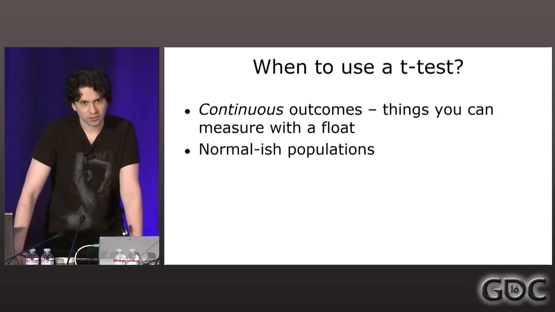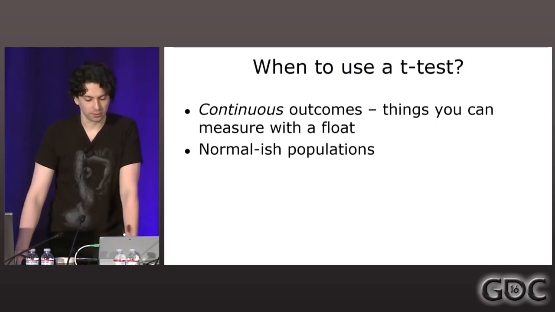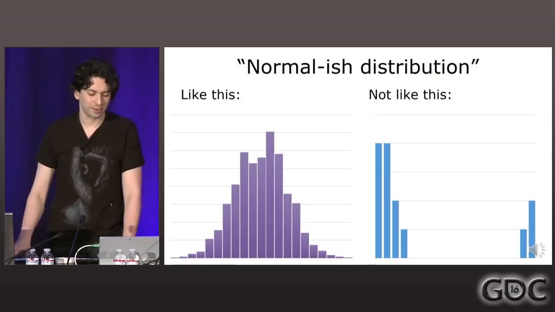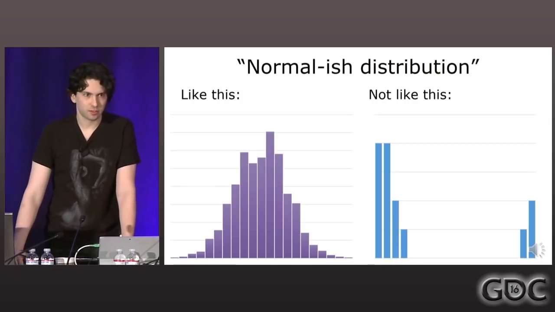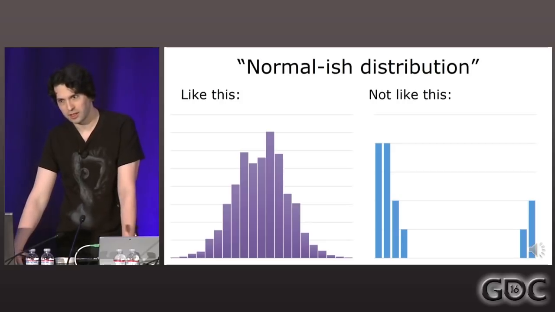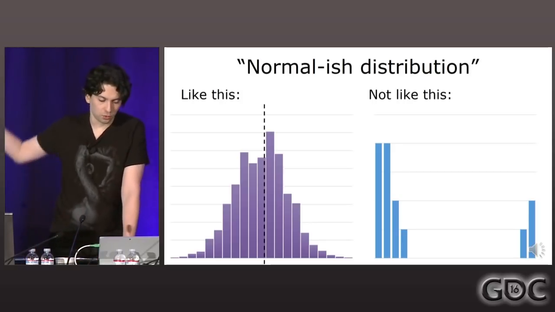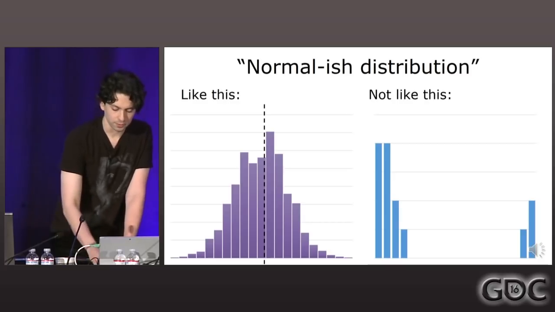You use a t-test for continuous outcomes, anything you can measure with like an integer or a floating point number. And you use it for things that are sort of normal-ishly distributed, kind of bell-shaped. It doesn't have to be exact. The t-test is pretty robust. You can get away with a lot of lopsidedness and a lot of lumpiness. But it has to be something that has a real mean like that, where the mean is meaningful.